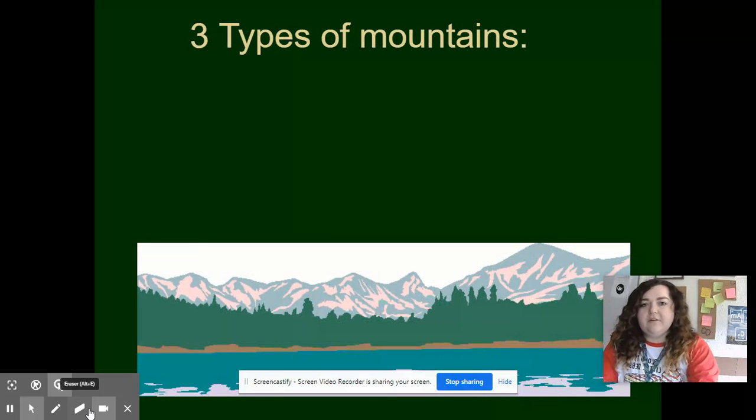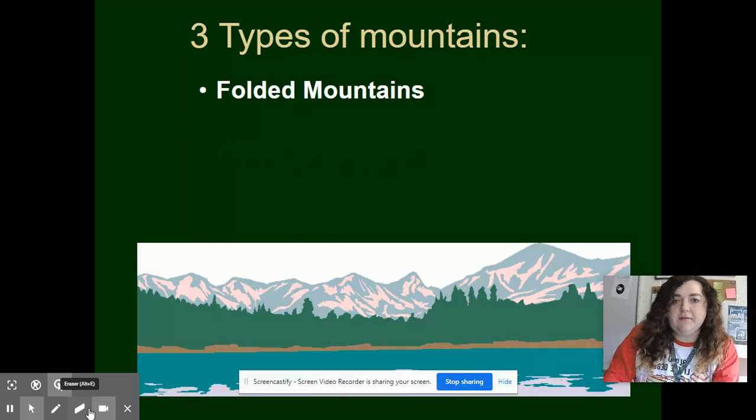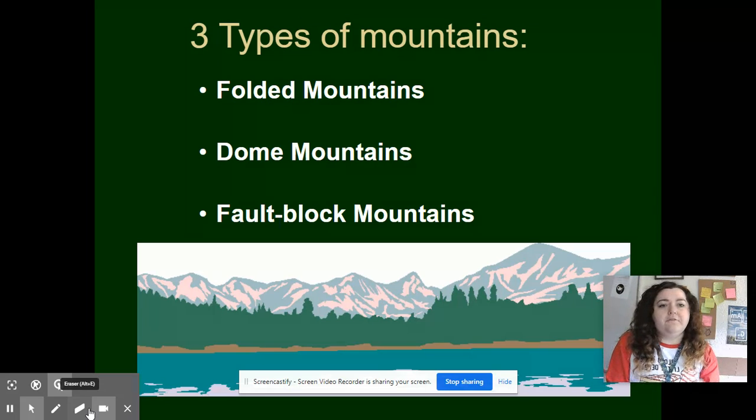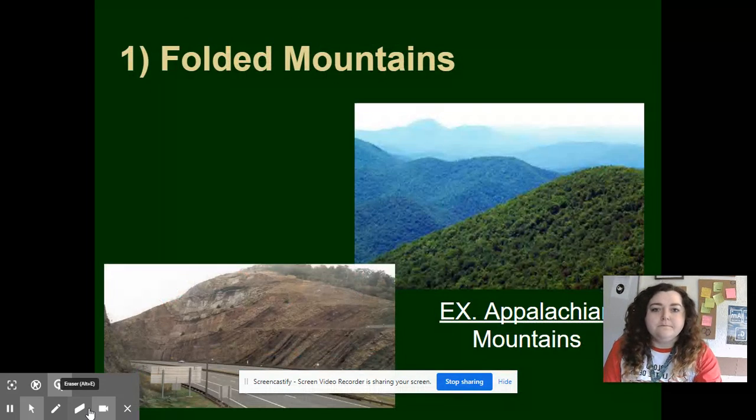So there are 3 different types of mountains. There's folded mountains, domed mountains, and fault block mountains. And these are kind of determined by the features inside of them. So the first one is folded mountains. These are the type of mountains that we have.